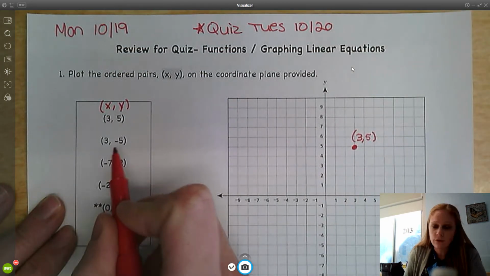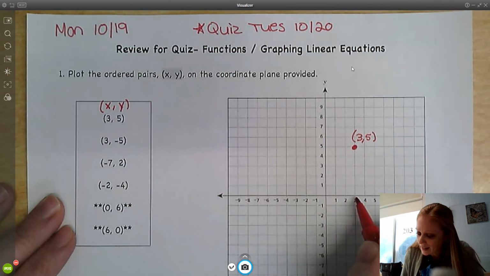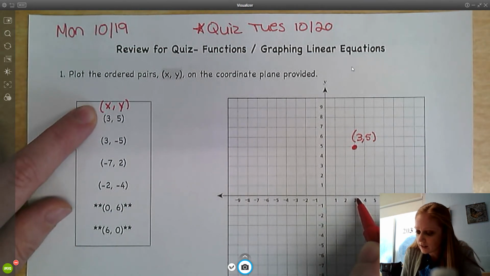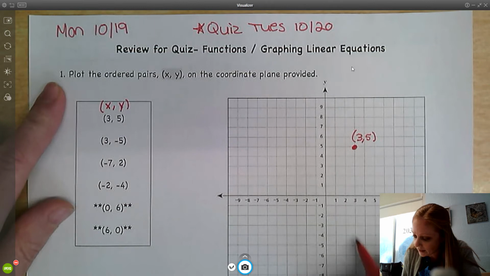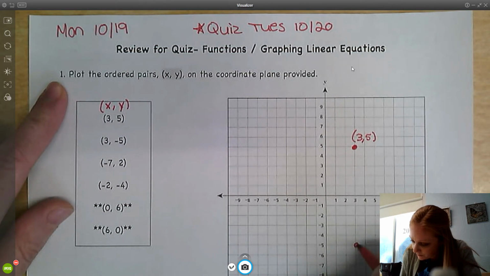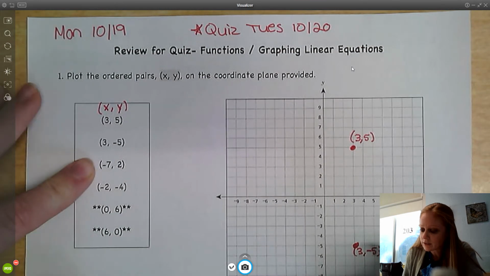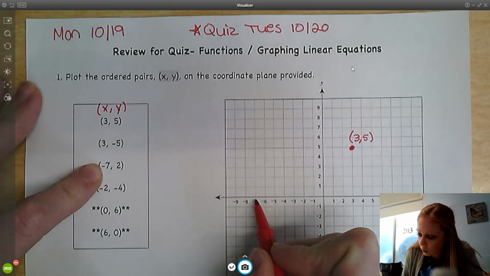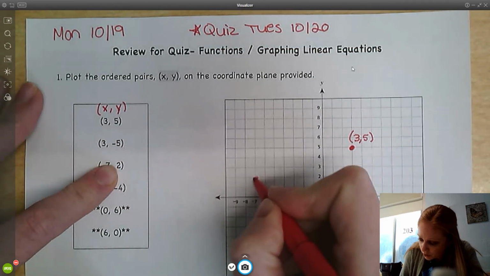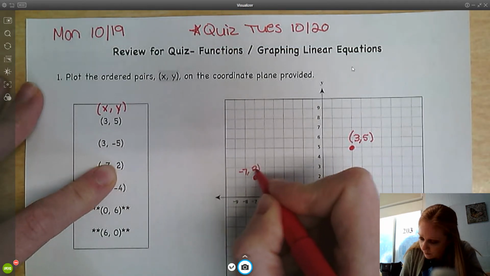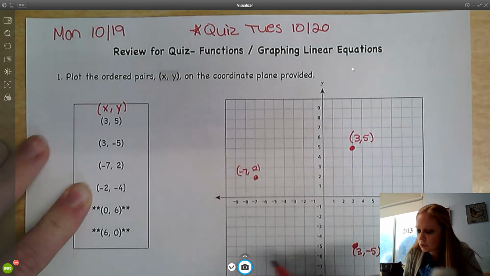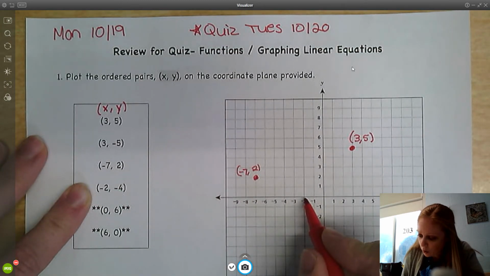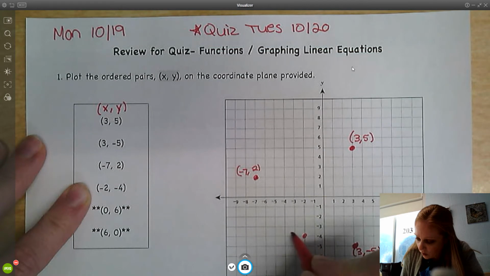3 comma negative 5. Go to 3 on the x-axis, because x goes first, and then to negative 5 on the y-axis. This is 3, negative 5. Okay, so negative 7, 2. Go to negative 7 on the x-axis, and then our y-coordinate is positive 2. Negative 2, negative 4. Negative 2 on the x, negative 4 on the y-axis.